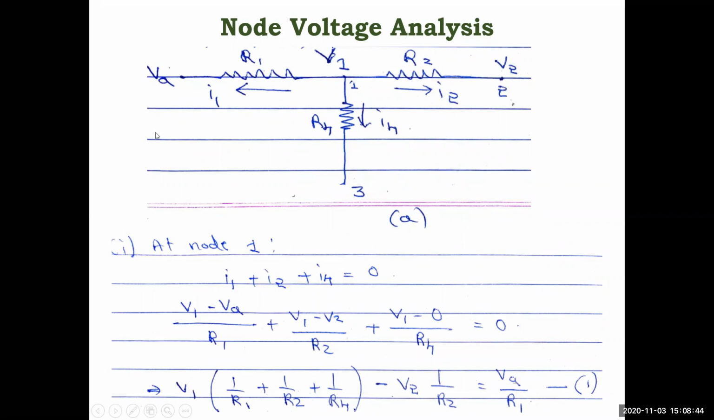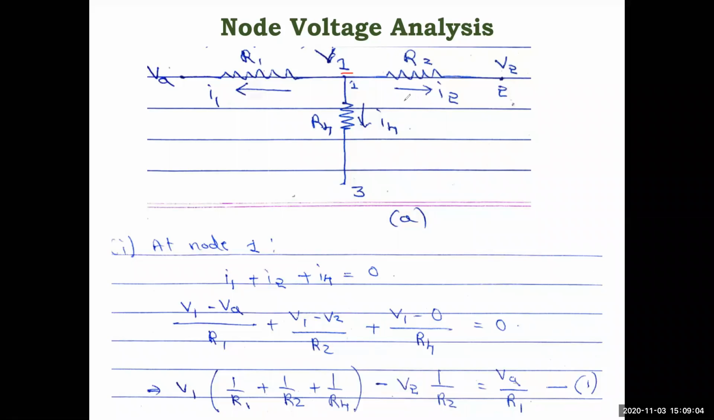With respect to the first one, I have written the same network like this. Instead of writing VA connected to 3 here, I have written VA here, and with respect to node 1, the voltage is V1. As we took mesh current I1 for mesh 1, in the same way we'll consider the node voltage as V1.